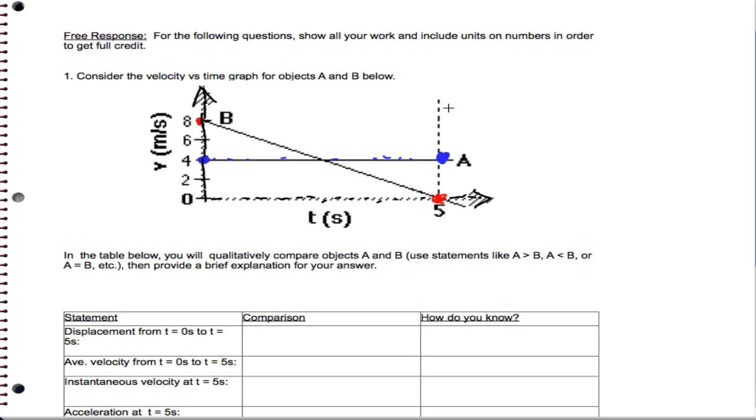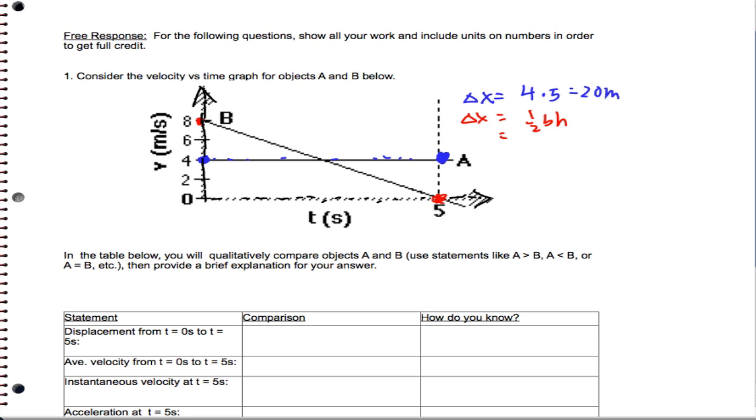If you remember, when you have a velocity versus time graph, the displacement is the area under the curve. So for object A, let's get its displacement, delta x. Delta x for object A is going to be its area, and that's going to be 4 times 5, because the height's 4 and the base is 5, it's a rectangle, and that's going to be 20 meters. And then for object B, when we do its displacement, that's going to be 1/2 base times height, because it's a triangle.